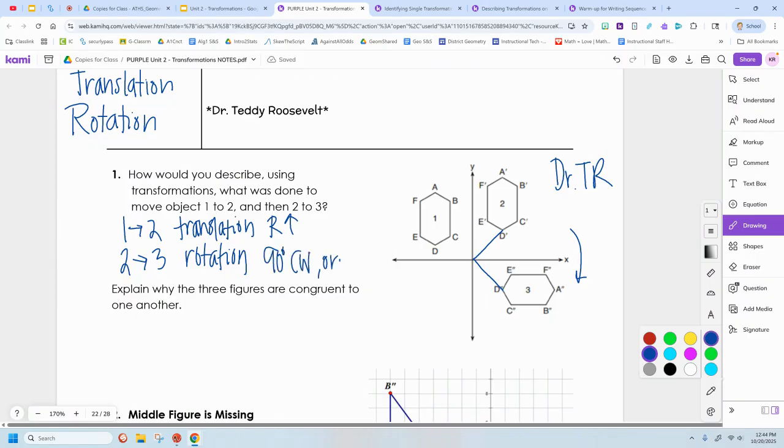clockwise, origin. It's kind of like playing the game Clue, right? You know, Colonel Mustard in the library with the lead pipe, right? You have to include all 3 pieces of information.